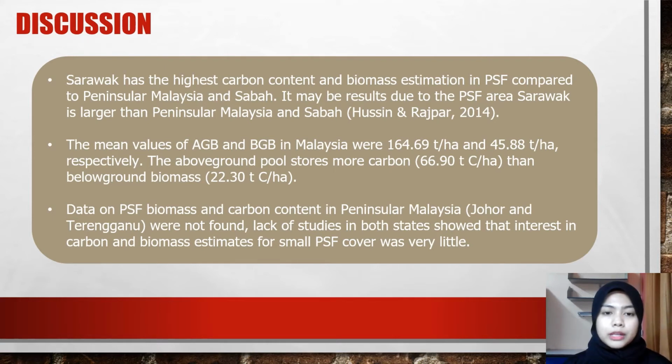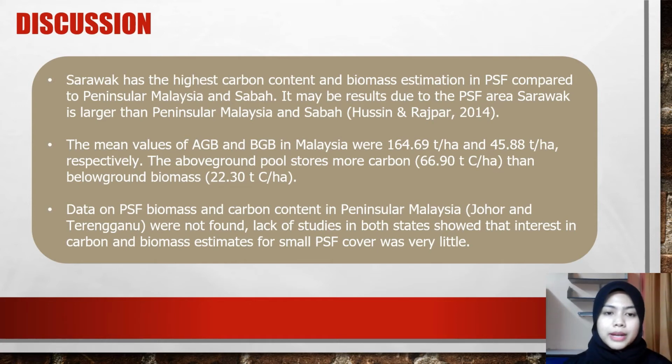Next, the mean values of above ground biomass and below ground biomass in Malaysia were 164.69 ton per hectare and 45.88 ton per hectare respectively. The above ground stores more carbon, which is 66.90 ton carbon per hectare, than below ground biomass, which is 22.30 ton carbon per hectare.